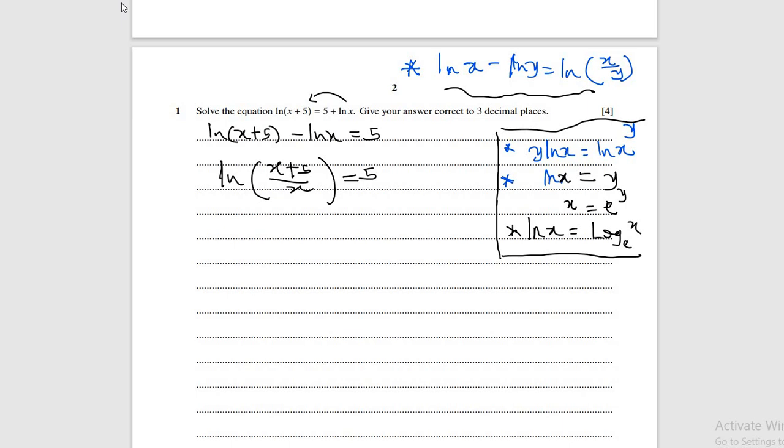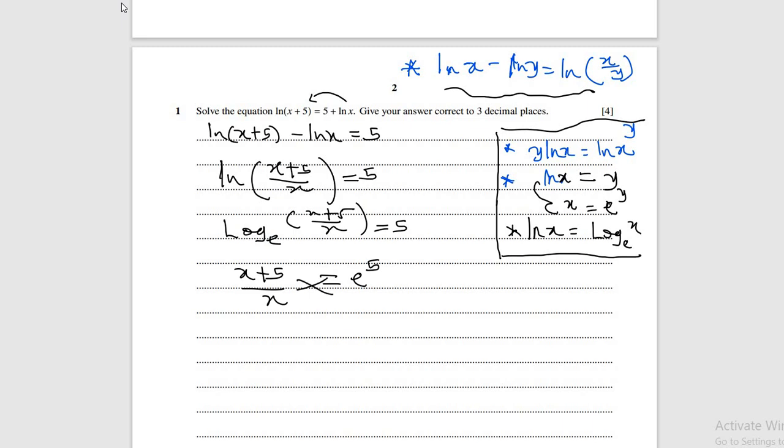Remember I said ln is the same thing as saying log base e. So I've interpreted ln. Don't forget to write the (x plus 5) over x equal to 5. Remember what happened here. When ln x equal to y, the x beside ln, when you bring it out, it's e raised to power the one on the right hand side. So when you bring x plus 5 out, (x plus 5) over x is going to be equal to e raised to power 5.